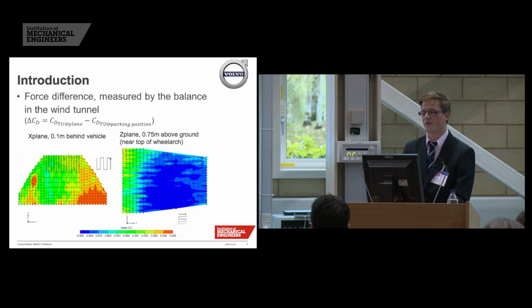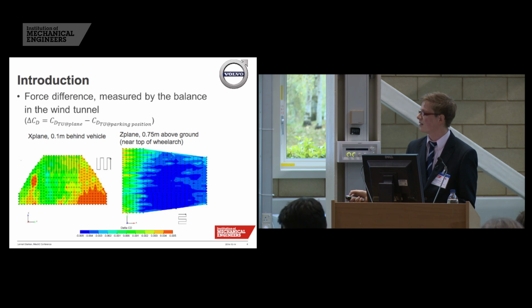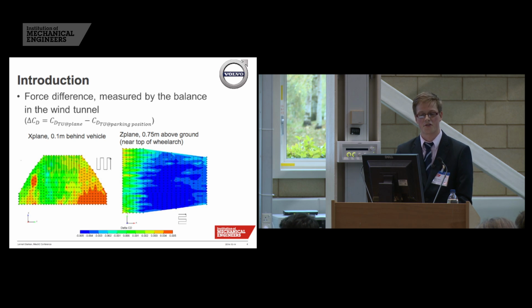On the left side, I show you a transverse plane, which is typical at Volvo to do at 100 millimeters behind the vehicle. You can see on the right side here, when the traversing unit is still in the free stream flow, that you have a difference of 5 drag counts. It's not insignificant because the wind tunnel during one test has an uncertainty of only 1 drag count. So there is definitely some difference.